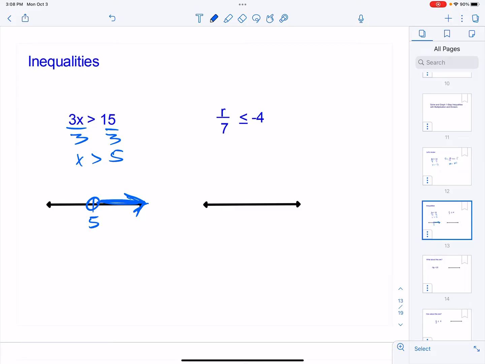Now in the second one there, I've got to divide by 7. So how do I get rid of a divide by 7? I do a times 7, times 7. So r is less than or equal to -28. So I'd put a tick mark in the middle, put a -28 underneath it. I'd put a closed circle because it does say less than or equal to -28. And I need values less than, which means left of. So that would be my graph. Just like that. Pretty simple.